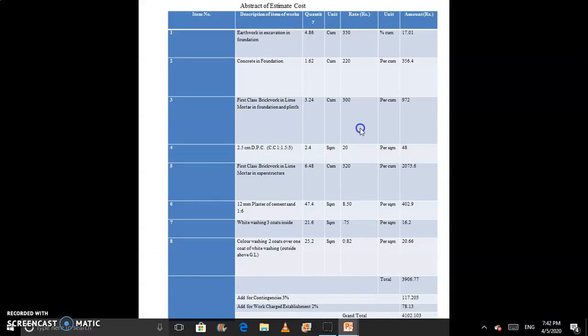If you have to find the detailed estimate of any building or any room, you look at this type of need. So today's lecture is over.